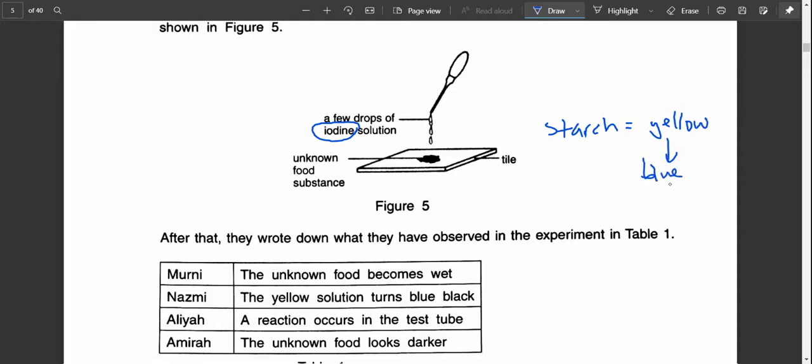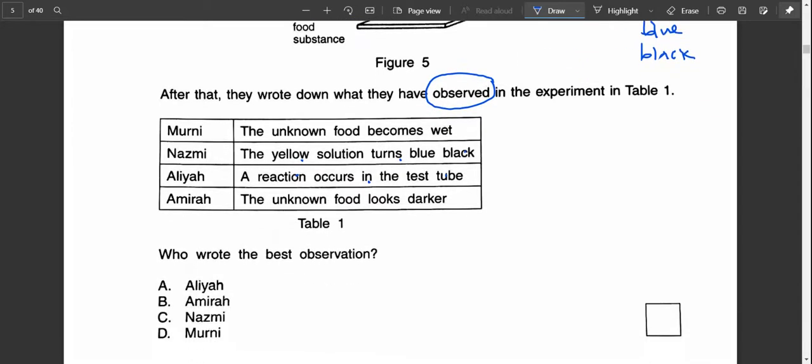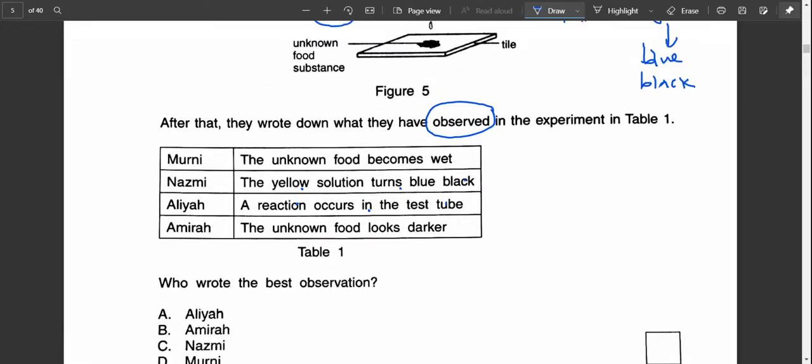So let's have a look at the observations. They wrote down what they observed in the experiment in table 1. Moni: the unknown food becomes wet, the yellow solution turns blue-black, a reaction occurs in the test tube, there's not even a test tube, then the unknown food looks darker. Who wrote down the best observation?